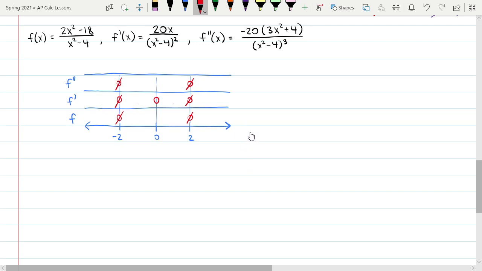Okay, so now we're going to go ahead and do the same thing you've been doing, which is we're going to pick just some test values. So from -infinity to -2, we can choose, say, -3.